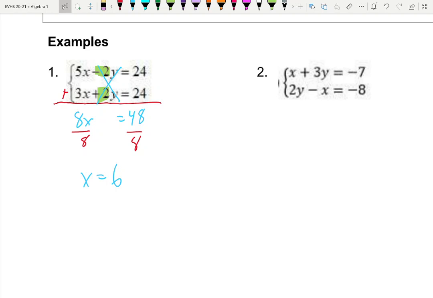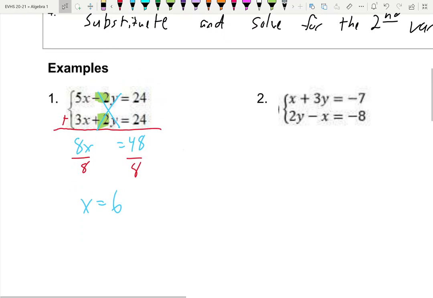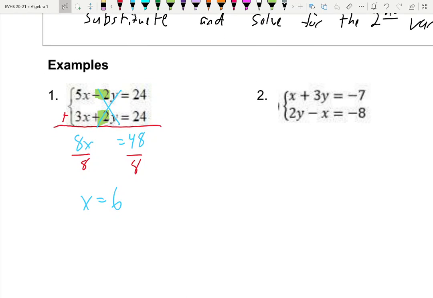Okay, so now the last step, we're going to substitute in and solve. Now, pick one of the original two equations. It doesn't matter which one. I like the bottom one, and there's no reason why. I just picked it. So then I'm going to substitute in. So 3x, and instead of x, I'm going to write my 6 plus 2y equals 24. And now let's go ahead and solve.